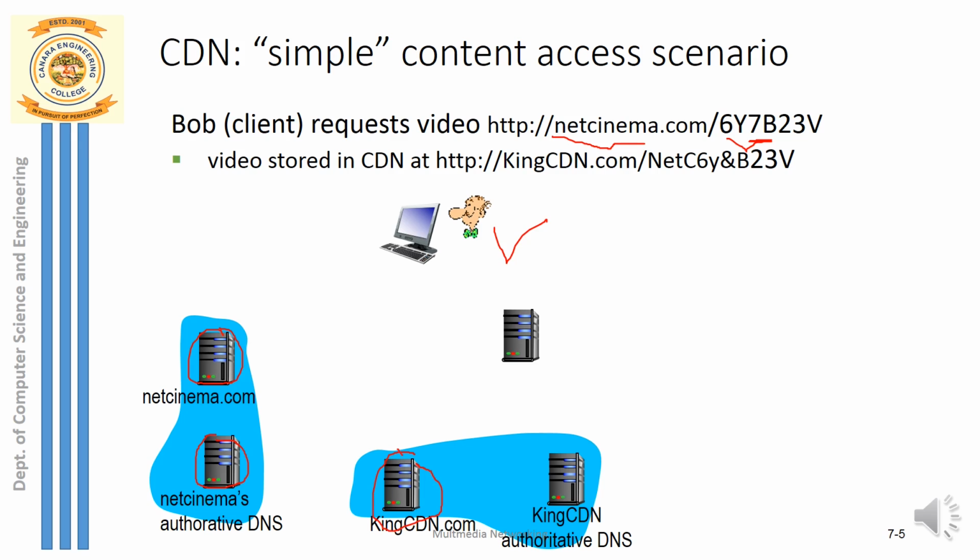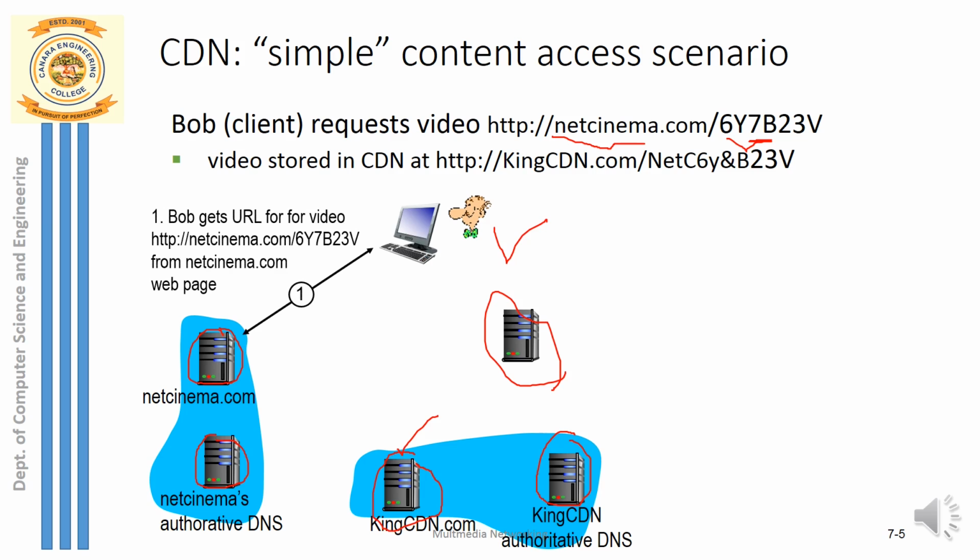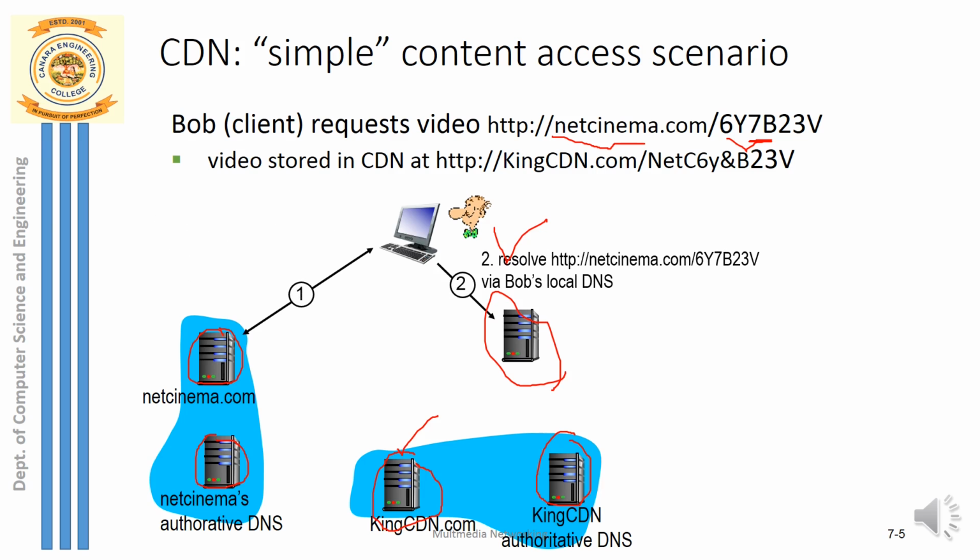This is the actual content distribution server where the video file is residing. You have the authoritative King CDN server, which will give you the address of this King CDN server, and this is our local DNS server. So I hope you all know this. Yeah, so the local DNS server is here, right?